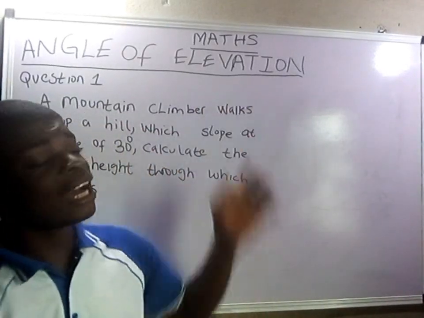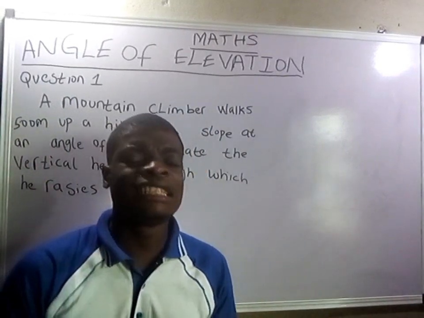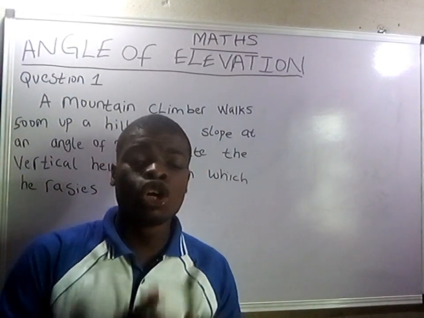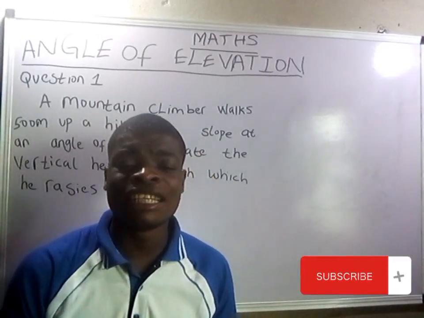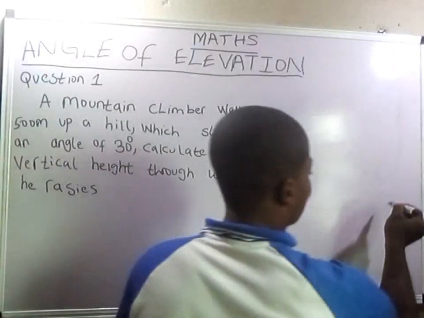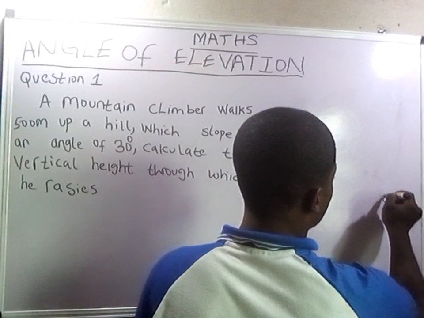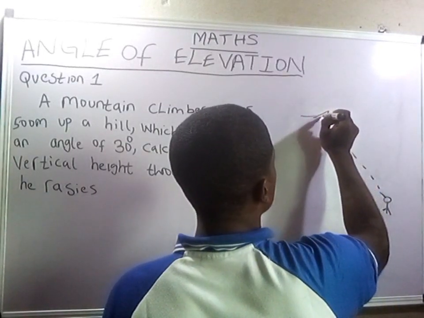Today we're talking about angle of elevation. What is elevation? Elevation means a state in which something is going upward. So let me show you how to draw the angle of elevation, the graph. Let's assume a boy is standing at this point, then views an airplane. This is the airplane.